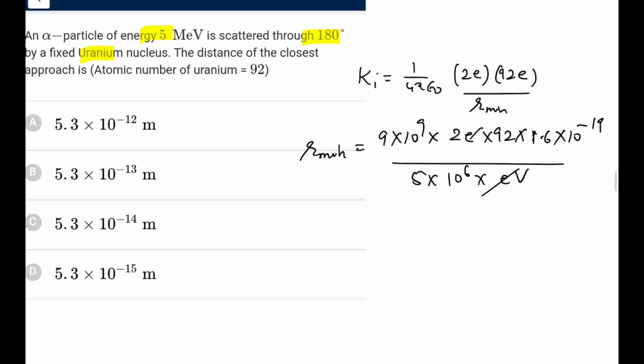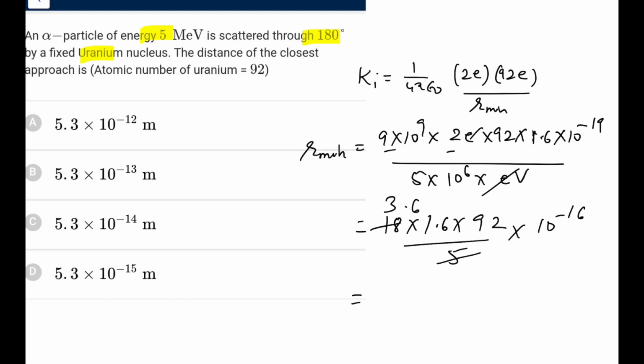E and E goes. So what we are left with, 9 into 18 into 1.6 into 92 by 5, and the power will come out as 9 and 6, 3, 10 raised to power minus 16. So what we can do, you can write it as 3.6. So 3.6 into 1.6 into 9.2, and this will be in femtometers. You can go for 10 to the power minus 15. Let me check, write it like this.